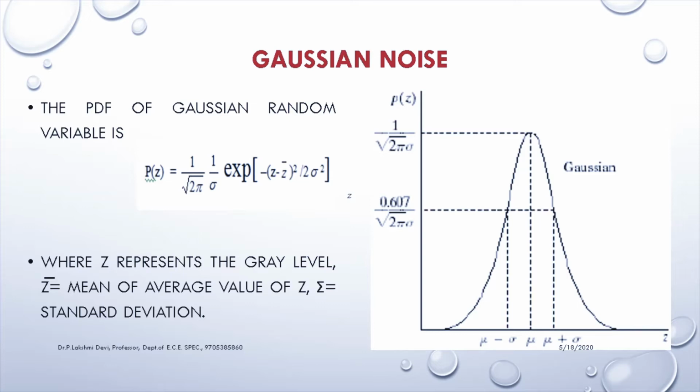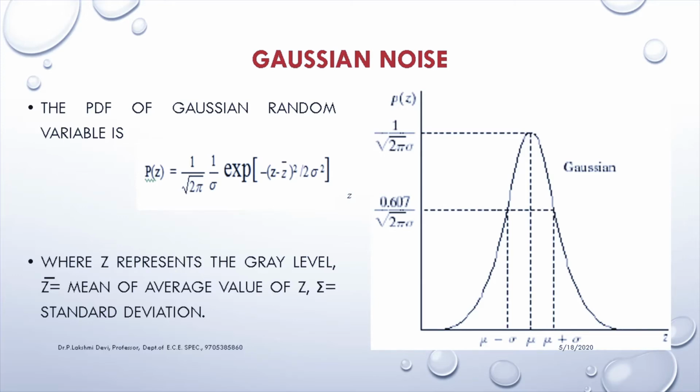The Gaussian shape appears to be a bell shape, symmetric about its center, that is the mean value, which we consider as mu here. In this formula, z bar is the mean or average value of z, and z is the gray level value of an image. The mean is denoted Z bar in the expression and mu in the figure, which is the graphical representation of Gaussian noise. Sigma here leads to the standard deviation.